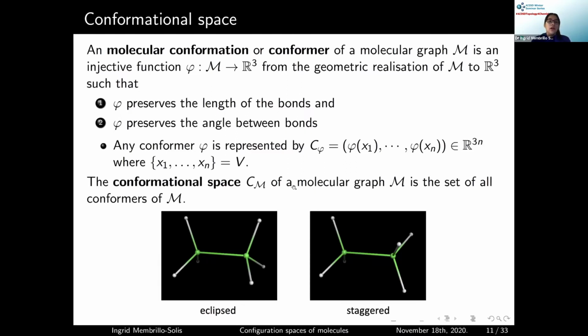Okay, so the conformational space of a molecular graph M is the set of all conformers of the molecular graph M. And here again, I took two representatives, or two elements living in this conformational space, for the case when M is our molecular graph representing ethane. These are the two typical or special conformations, the eclipsed one and the staggered one. However, we know that there are many, many other conformations living in this space.